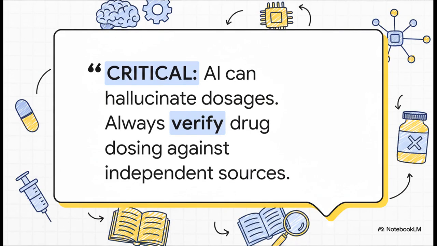I really can't say this enough. This is the single most important thing to remember about safety. AI models can, and they absolutely do, make things up, especially precise numbers like drug dosages. You must always verify dosing, interactions, and contraindications using a trusted, independent source. The AI is your assistant. You are the one signing the chart.